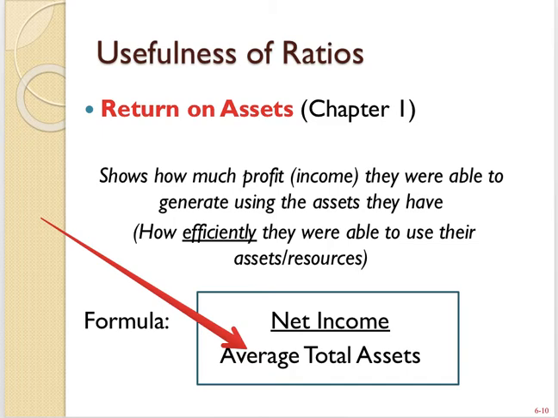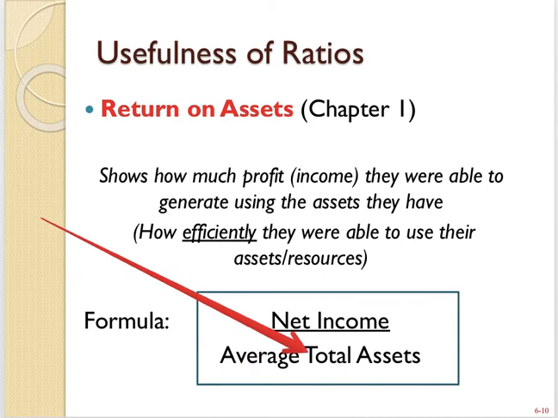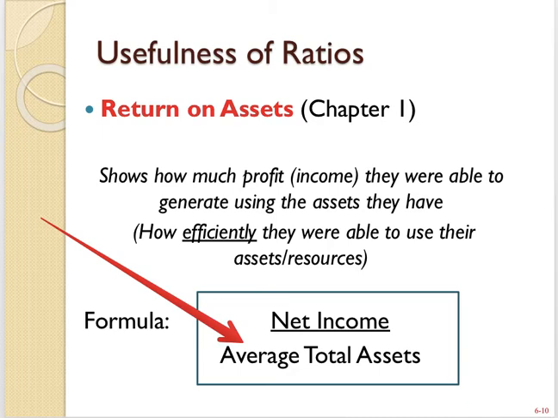And what average total assets is: we know that our assets are going up and down and changing all throughout the year. So what we do is we take an average of our assets for the year. So that's the assets that we had at the beginning of the year and the assets that we had at the end of the year. And we take an average of the two.